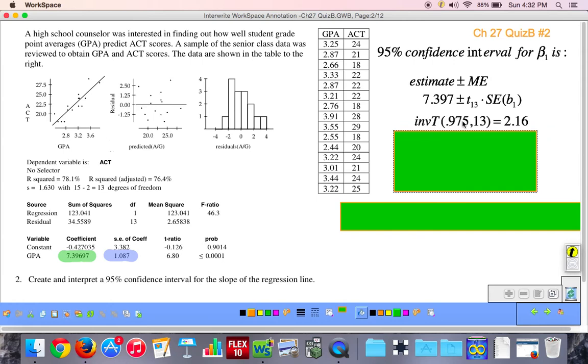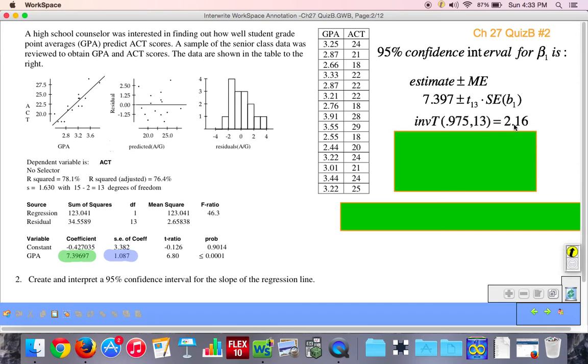Well, we know in our calculator, if we go to second vars, we have our inverse t function. We're going to plug in 0.975 because we know a 95% confidence interval would have 2.5% on the right tail, or 0.975 to the left tail. So we're going to do inverse t, 0.975, comma, 13, that's the number of degrees of freedom. And we get our t statistic of 2.16.